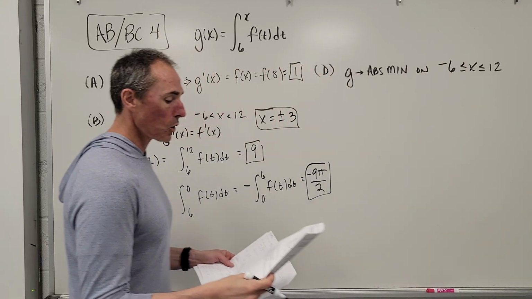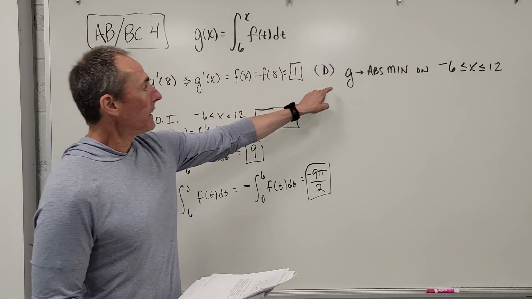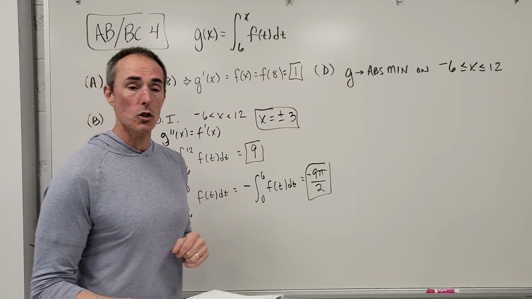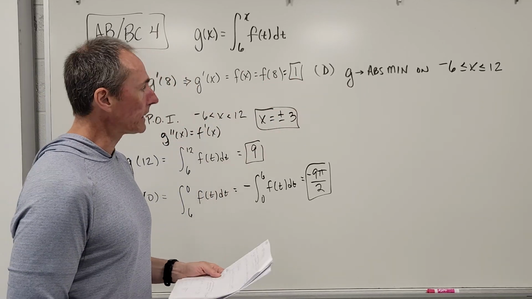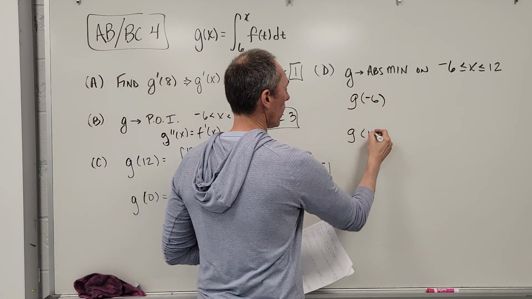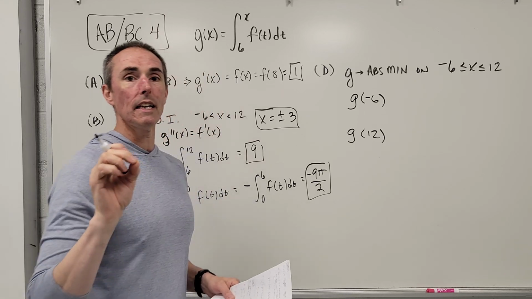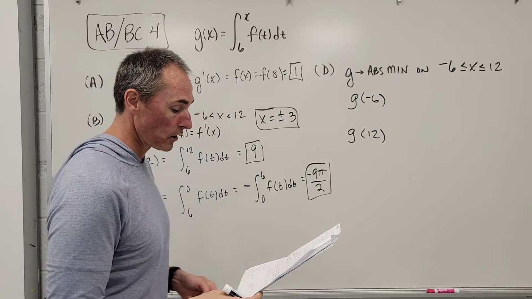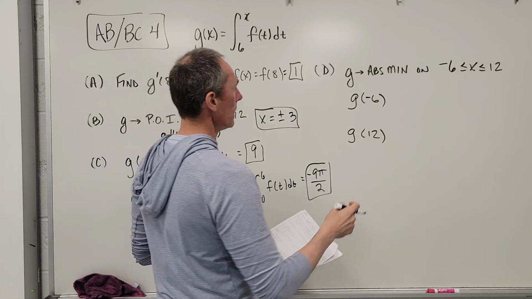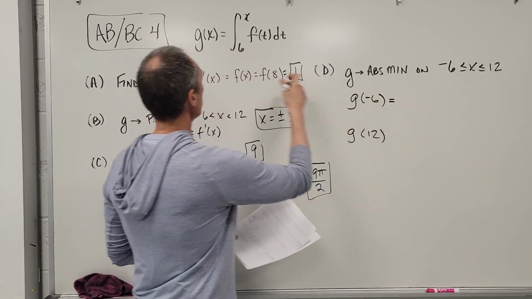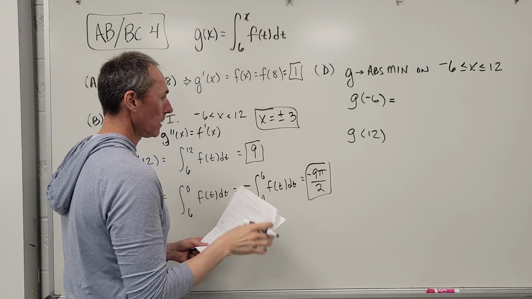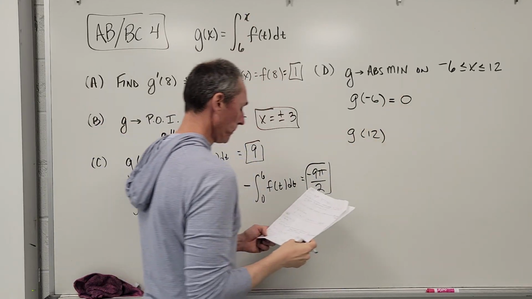Okay, switching gears to question D. D asks to find any absolute mins of g on the closed interval -6 to 12. In order to do that, we're going to have to look at not only g of -6 and g of 12, but we're also going to find any possible critical value inside that interval. So if we look, for instance, at -6, well, the integral from 6 to -6 is actually just going to wind up being 0.